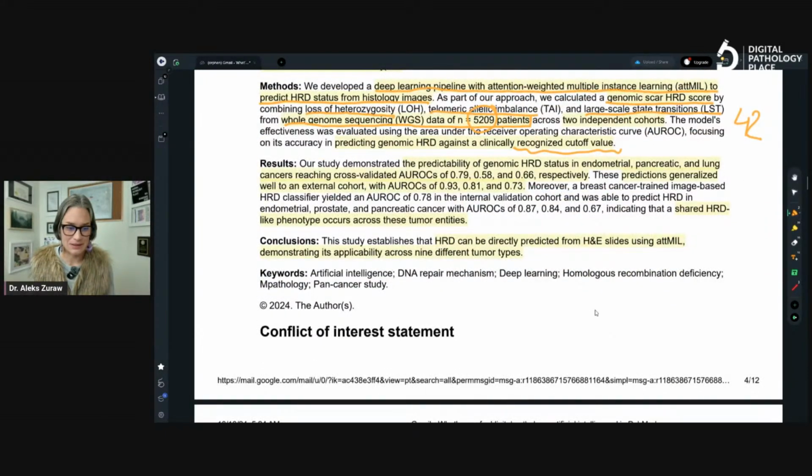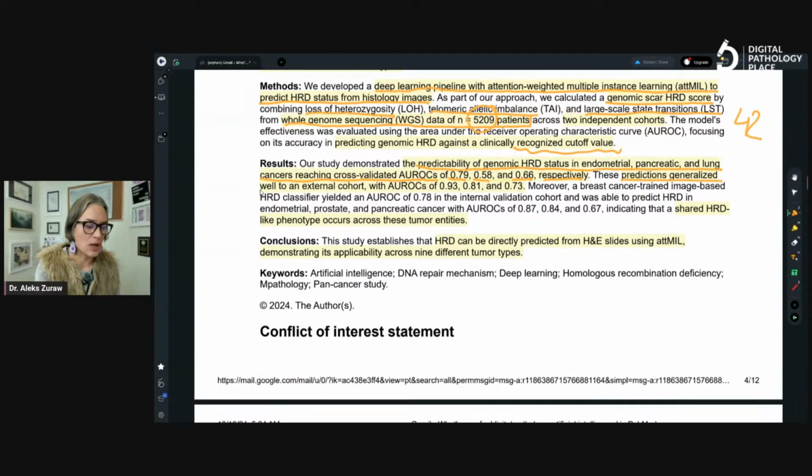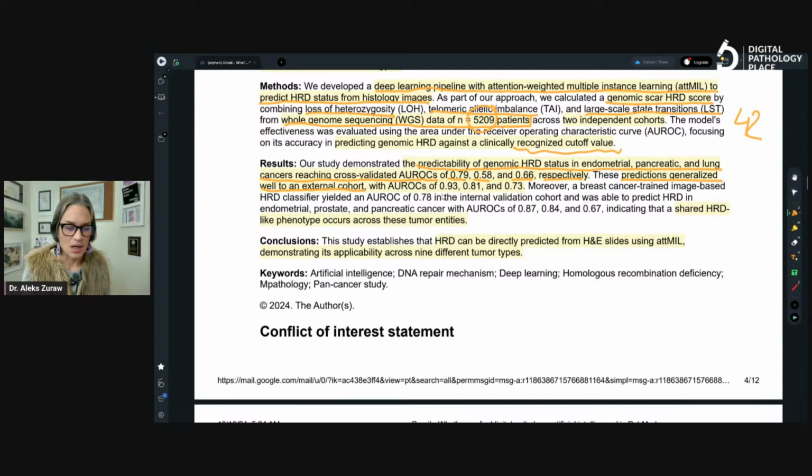And what did the study demonstrate? The predictability of genomic HRD status in endometrial, pancreatic, and lung cancers reached cross-validation AUROC of 0.79, 0.58, 0.66, respectively. And these predictions generalized well to an external cohort with AUROC values of 0.93, 0.81, and 0.73, so higher.